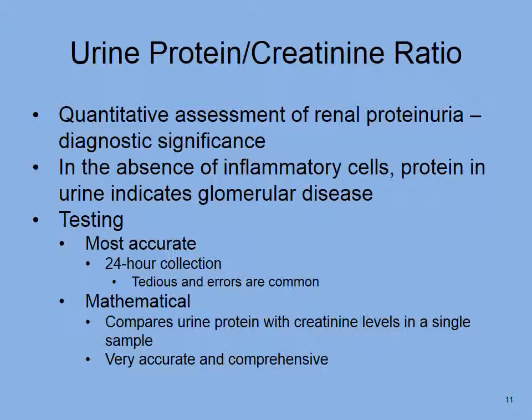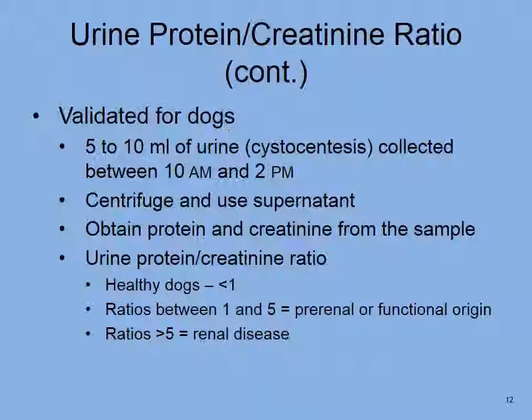More commonly, we do a mathematical test where we compare the urine protein concentration with the creatinine levels in a single sample. It's actually quite accurate and comprehensive. So we use this if we suspect that there might be protein in the urine coming from the kidneys and we just want to confirm that. It's been validated for dogs.